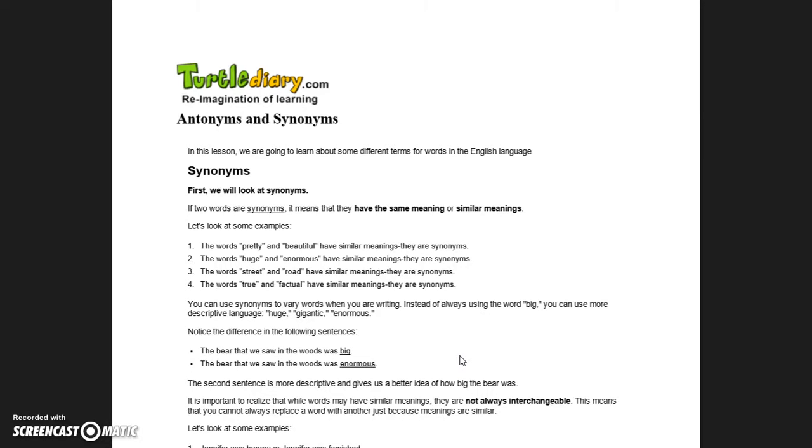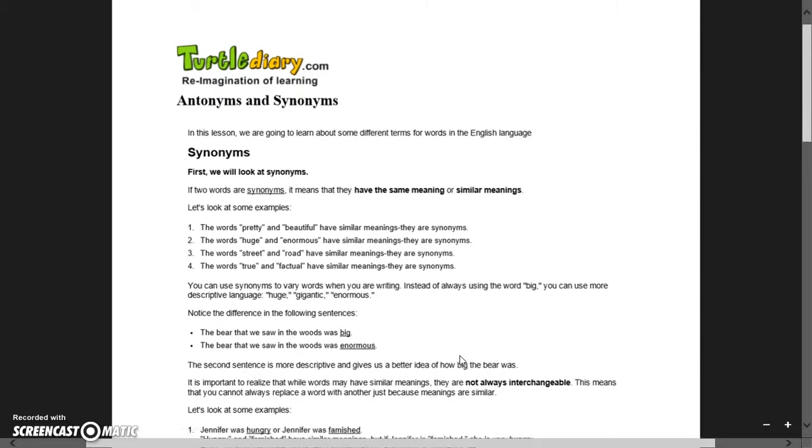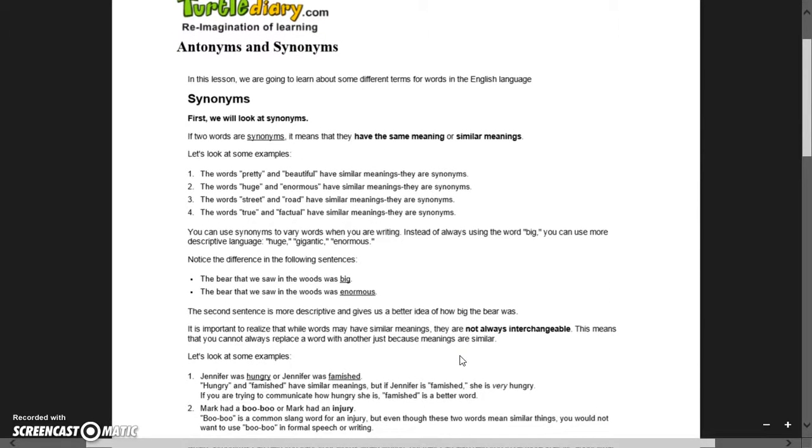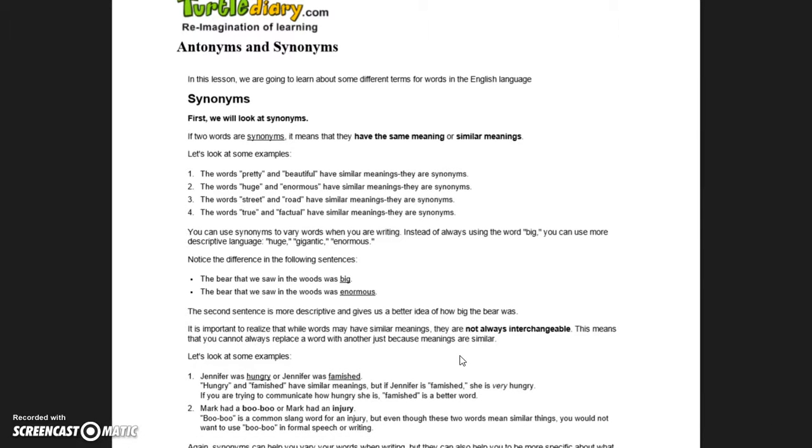It is important to realize that while words have similar meanings, they are not always interchangeable. This means that you cannot always replace a word with another just because meanings are similar. Let's look at some examples. Jennifer was hungry, or Jennifer was famished. Hungry and famished have similar meanings, but if Jennifer's famished, she is very hungry. If you're trying to communicate how hungry she is, famished is a better word because she's very hungry.